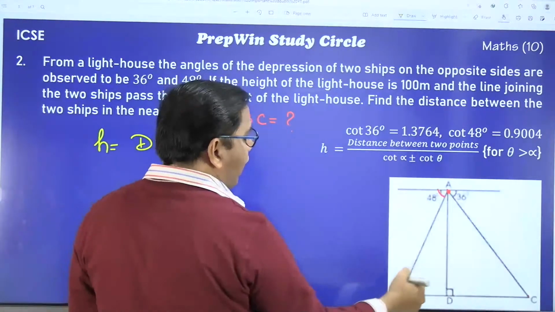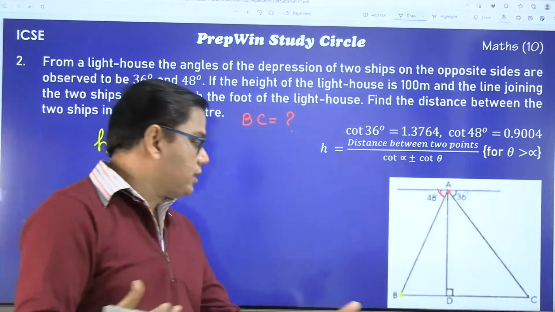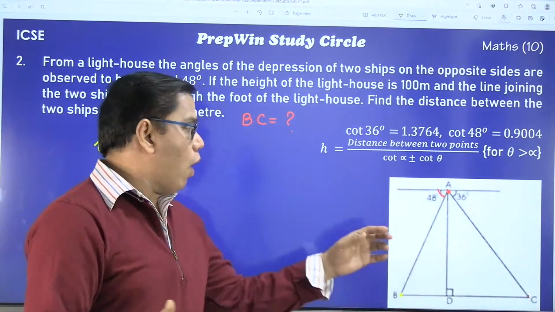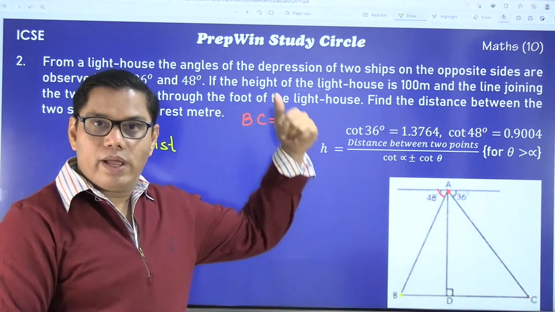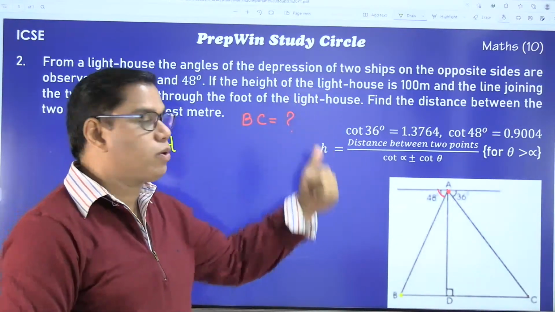These 2 points B and D can be on the opposite side as in this case, or it can be on the same side like it was in the previous question. Okay, please follow the previous question also.